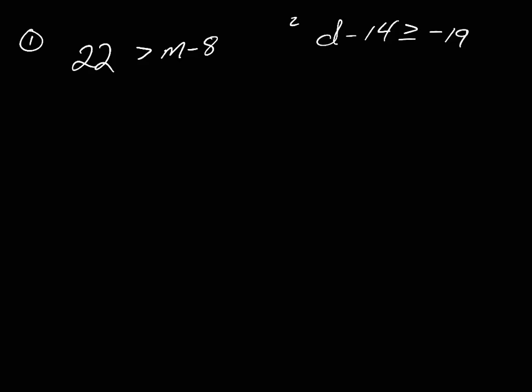I'm going to write down a couple of examples. These examples are in your book. The first example is 22 is greater than m minus 8. And the second one is d minus 14 is greater than or equal to negative 19. What I'd like you to do here is to stop this video at this point and solve these problems. When you're finished, unpause it. We'll solve these together and we'll see if you got them right. So pause this video now.